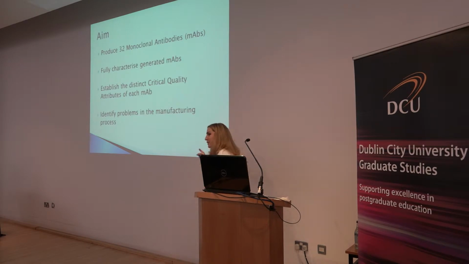So the aim is to produce 32 monoclonal antibodies that we have been given by a biopharmaceutical company. We'll fully characterise these and then we'll establish the critical quality attributes of each one. Using this information then, we'll identify the problems that occur during the manufacturing process.